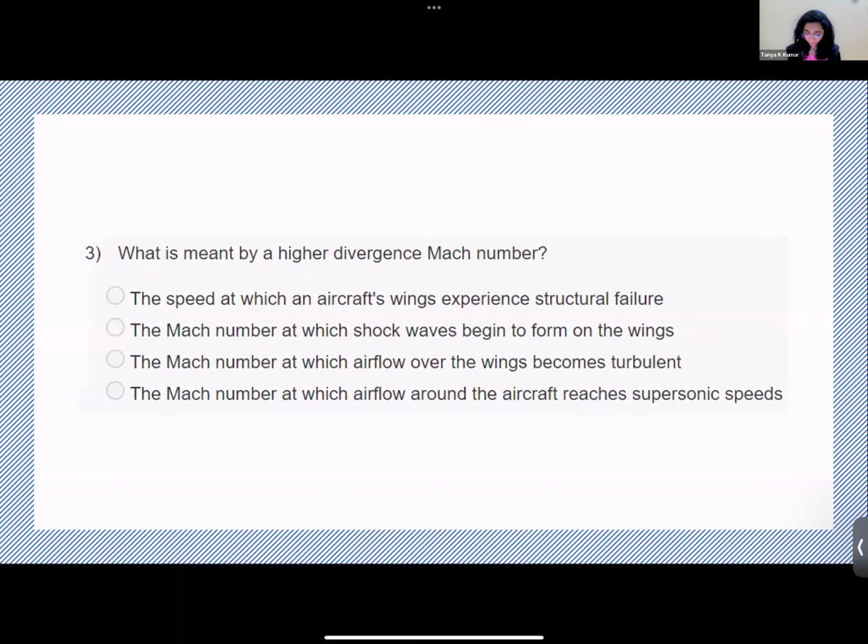All right. Next question. What is meant by drag divergence Mach number? It should have been drag divergence Mach number, not higher divergence Mach number. We had again seen this. So which is the right answer? It's basically when the drag has an exponential increase, which happens when there's a shock wave formation. So the Mach number at which shock waves begin to form on the wings is the divergence Mach number.